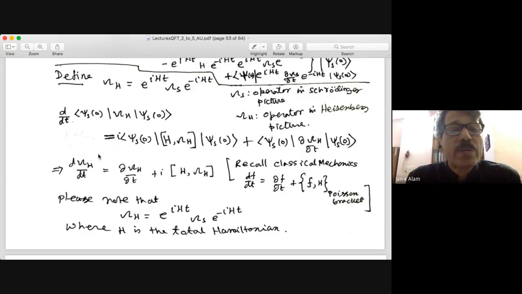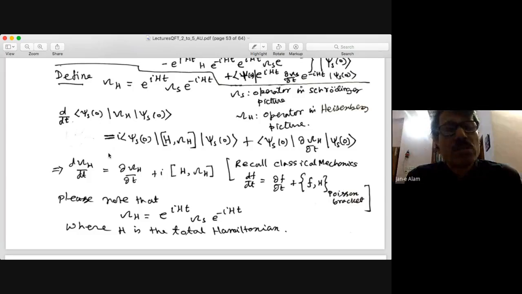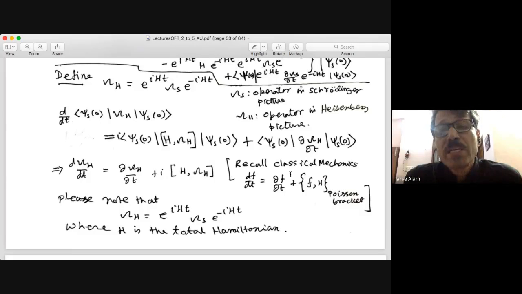So this is the famous Heisenberg equation, which gives you the time evolution of the quantum mechanical operators. So this is the famous Heisenberg picture. Please recall your classical mechanics. You have used similar equations like dF/dt is ∂F/∂t plus the Poisson bracket of F and H. So this is exactly the same. Formally it is the same. The only difference is that here you have an i, and there it is no i.